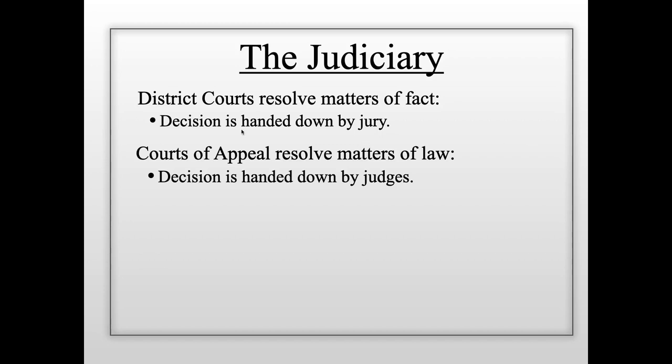Okay, so district courts resolve matters of fact, decided by a jury. Courts of appeals resolve matters of law, and those are decisions handed down by judges, not a jury. And same for the Supreme Court. The Supreme Court doesn't do trials, doesn't hear matters of fact, they hear matters of law, and then all the justices on the Supreme Court have their own vote and then decide. Today, there are nine justices on the Supreme Court.